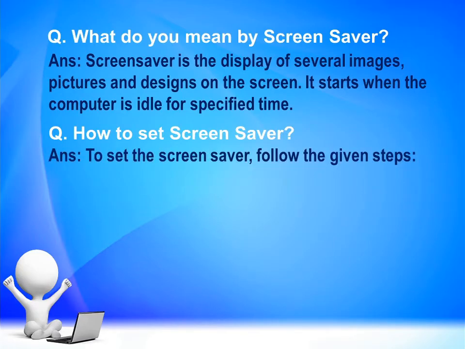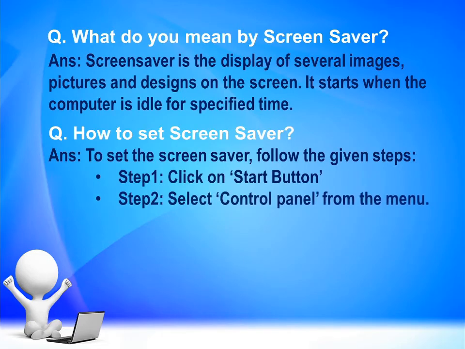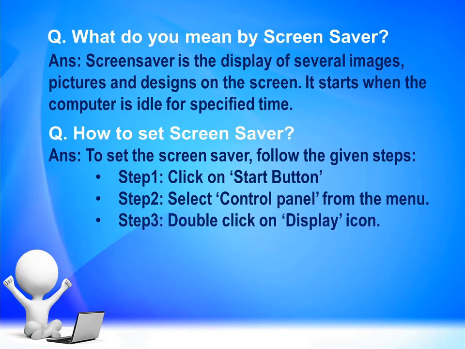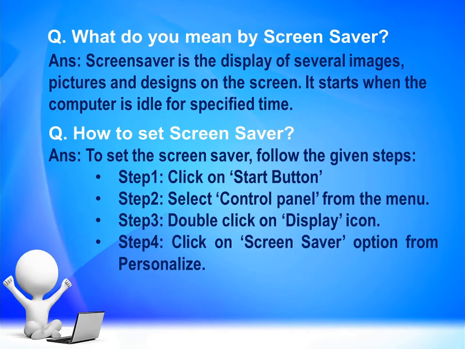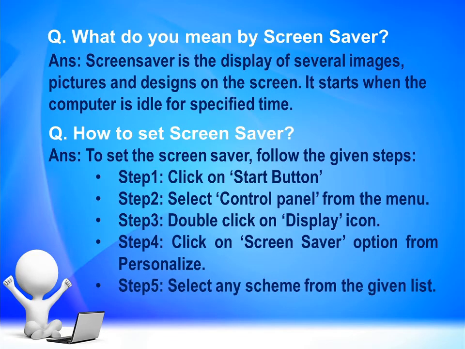To set the screensaver, follow the given steps. Step 1. Click on Start button. Step 2. Select Control panel from the menu. Step 3. Double click on Display icon. Step 4. Click on Screensaver option from Personalize. Step 5. Select any scheme from the given list. Step 6. Click on Apply button. Selected screensaver will be applied.